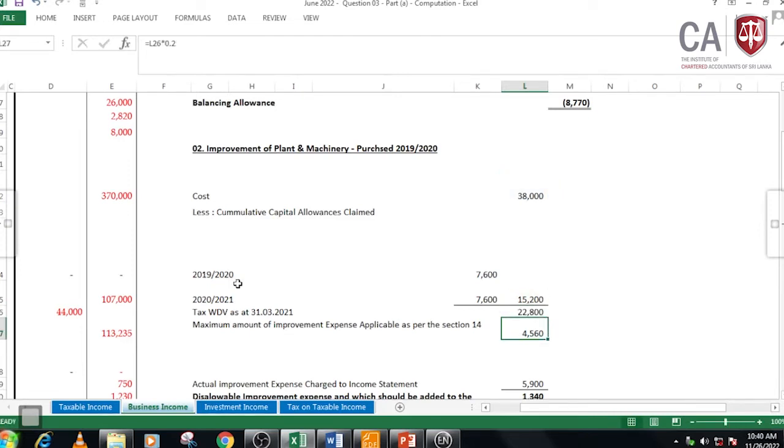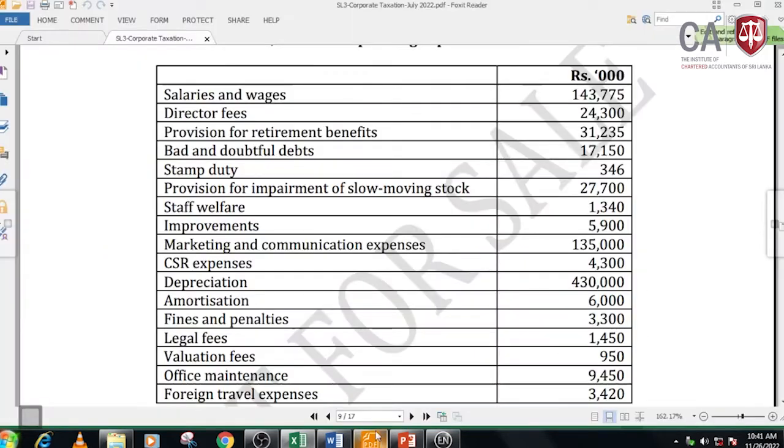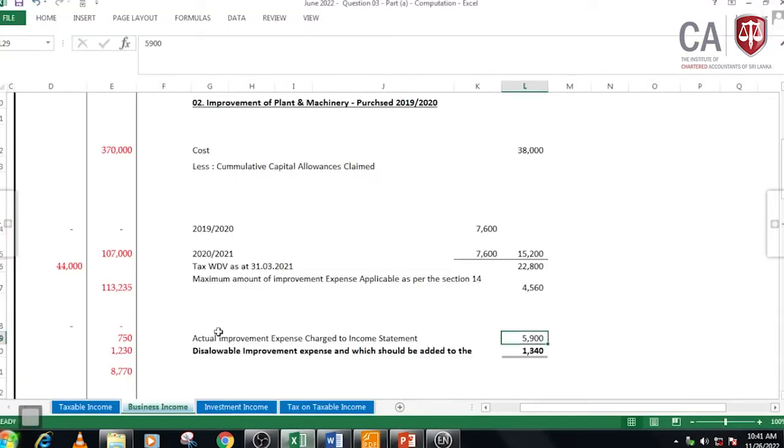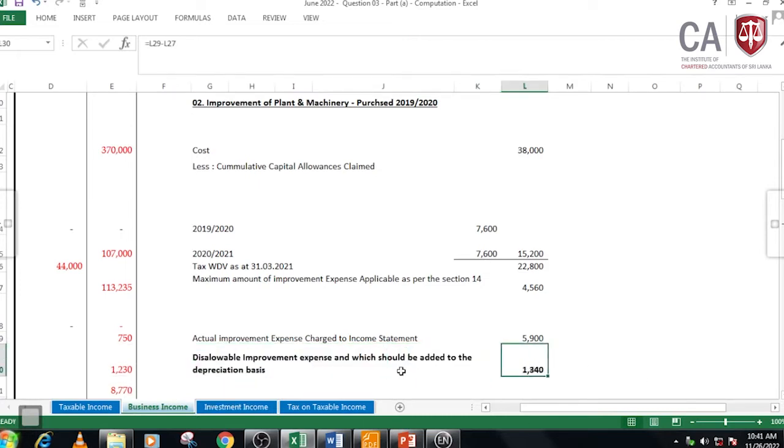Then the maximum amount of improvement expense from this is 20%. From this you have to apply 20%. However, in the actual improvement expense in the P&L, what's the amount charged? This is the amount, 5.9 million has been charged. Then there is a disallowable improvement expense, which should be added to the tax depreciation basis at the end of the year, which is 1340.